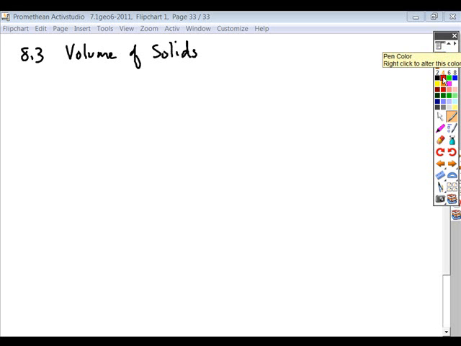The last section of Chapter 8, we're dealing with volumes. Volumes have to do with the amount of space that's contained by a solid. So when we're looking at volumes, you're basically going to have three volume formulas that you need to be concerned with.